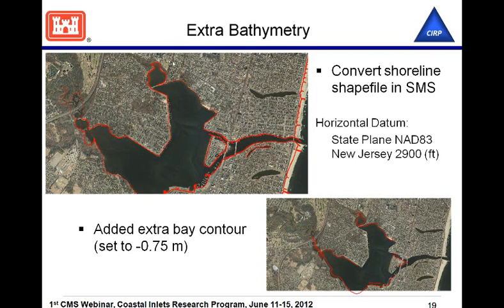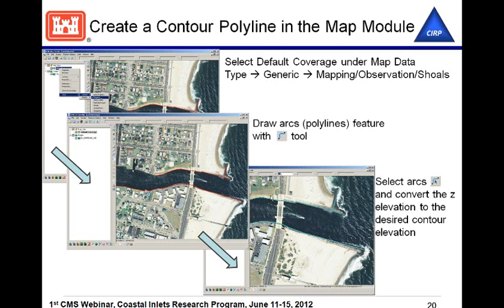Then we also were provided a little bit of extra bathymetry in the form of a shoreline shapefile from ArcGIS. We brought it in. It had a certain value assigned to it of negative 0.75. We assumed that would be the edge of this water. So you see where that point came in. We brought that in and was able to merge all that together.